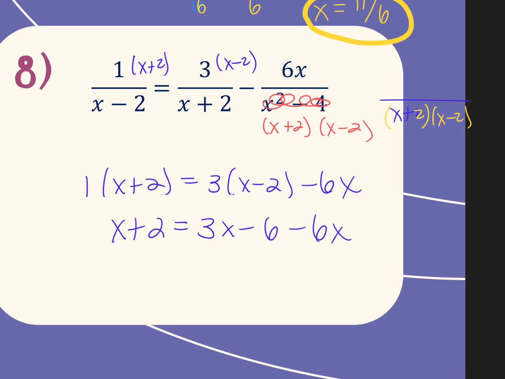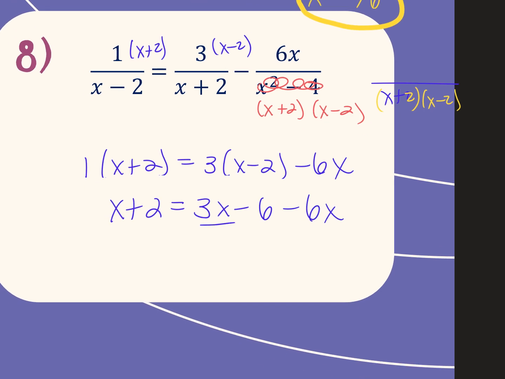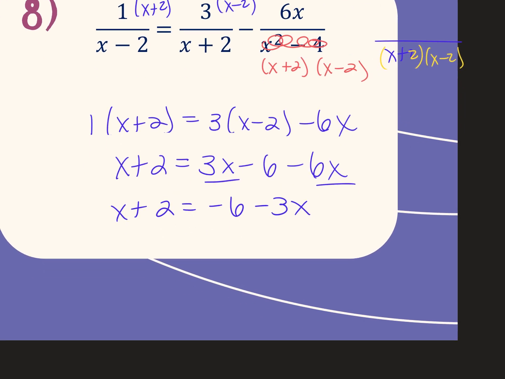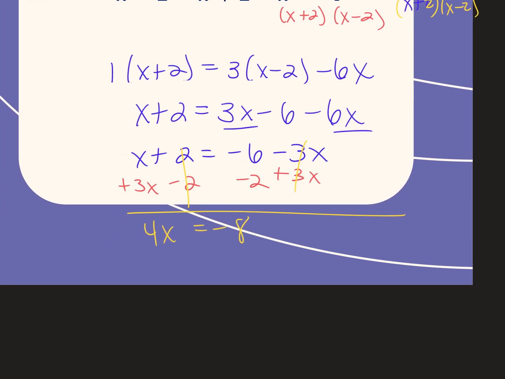Okay, on the right-hand side, what can I combine? So I have negative 6 minus 3x, or you can write it negative 3x minus 6, doesn't matter. So let's move numbers to one side and letters to the other. So I'm going to add 3x, plus 3x, minus 2, minus 2. And I get 4x equals negative 8. So what does x equal? Okay, x equals negative 2.